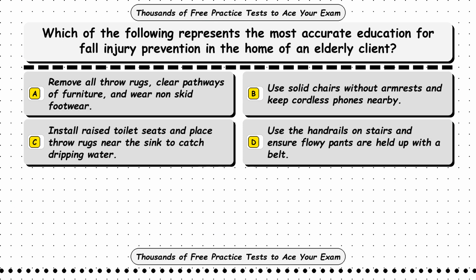Question 70. Which of the following represents the most accurate education for fall injury prevention in the home of an elderly client? Option A. Remove all throw rugs, clear pathways of furniture, and wear non-skid footwear. Option B. Use solid chairs without armrests and keep cordless phones nearby. Option C. Install raised toilet seats and place throw rugs near the sink to catch dripping water. Option D. Use the handrails on stairs and ensure flowy pants are held up with a belt.